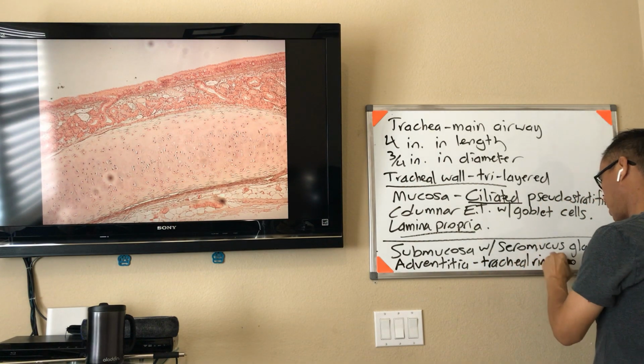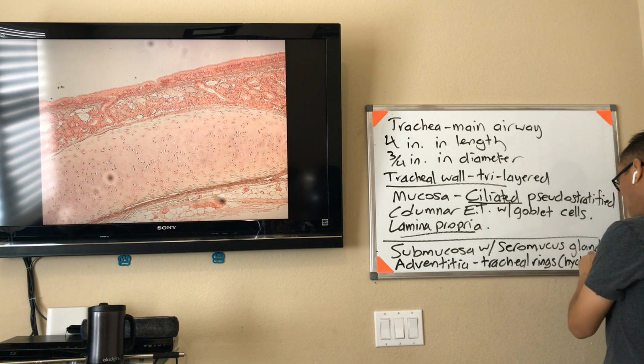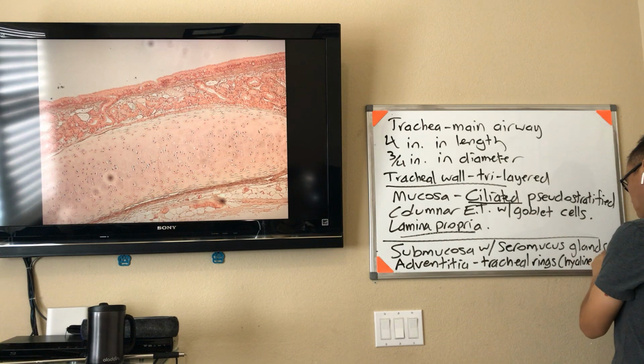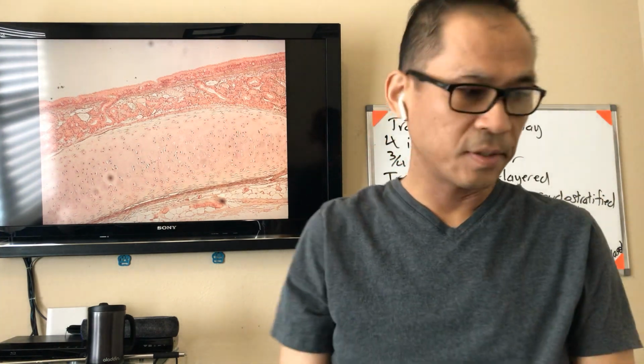So tracheal rings, they are hyaline cartilage. Running out of room? I think I just made it there. Okay, well, squeezed it in.